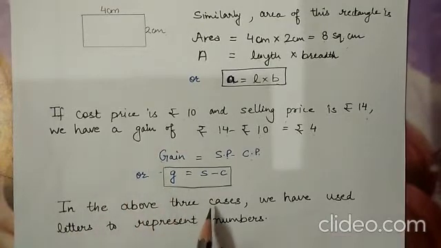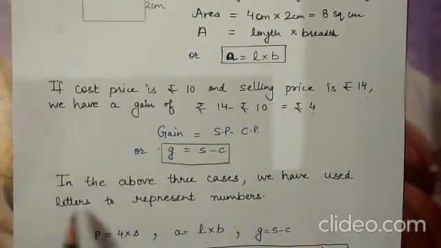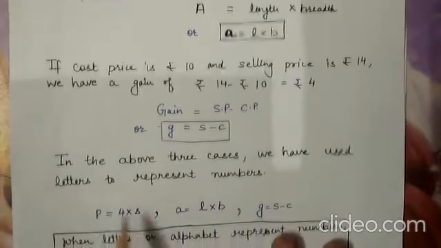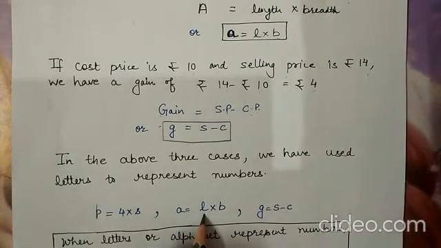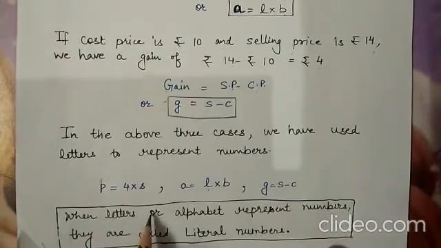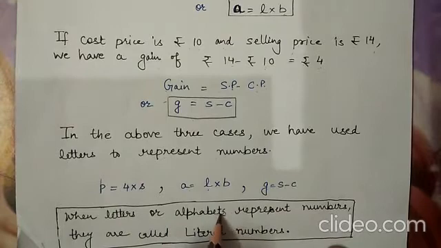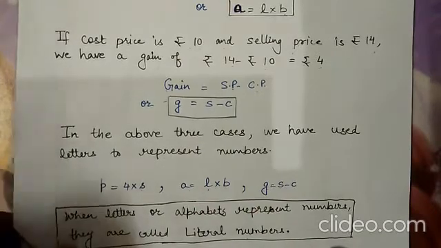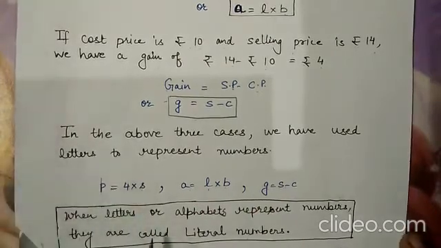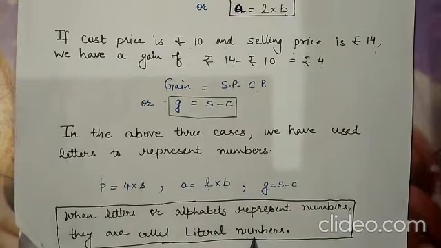Now in all these cases, we have used letters to represent the numbers, like P equals 4 into S, A equals L into B, G equals S minus C. When letters or alphabets represent numbers, they are called literal numbers. That is, these alphabets are called literal numbers. Today in our worksheet number 1, using these literal numbers, we will form algebraic expressions.